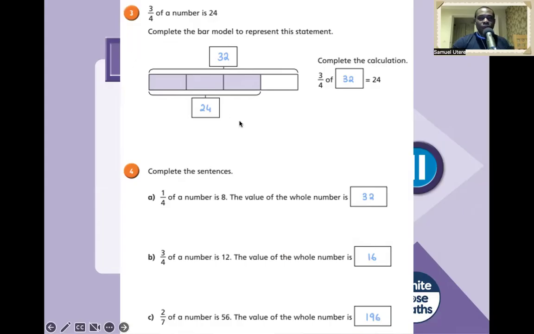I just want to mention here that this concept is a very important concept. You're going to use it when you start to study ratios and how to solve ratio problems and even advanced ratio problems. So pay really close attention. Next, you're asked to complete the calculation. Of course, that's what it should look like. Here, you're asked to complete the sentences. Okay. 1/4 of a number is 8. The value of the whole number is 32. So you just need to complete these.